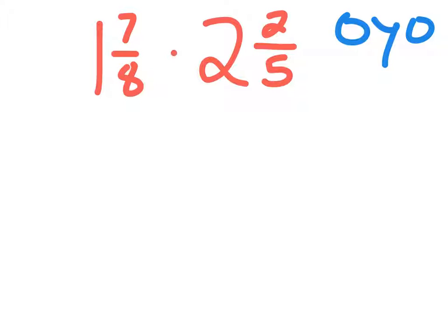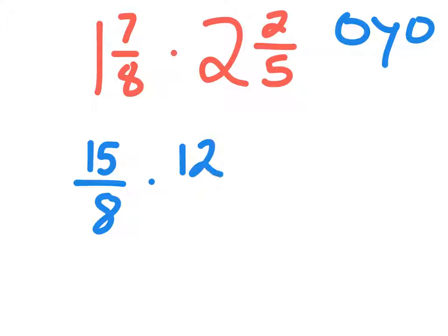First things first, we need to change 1 7/8 into an improper fraction. Denominator times 1 is 8, plus our numerator, 7, is 15. Keep our same denominator. Now we need to change the other mixed number into an improper fraction. 5 times 2, denominator times our whole number, is 10, plus 2 is 12, and we keep our same denominator, which is 5.